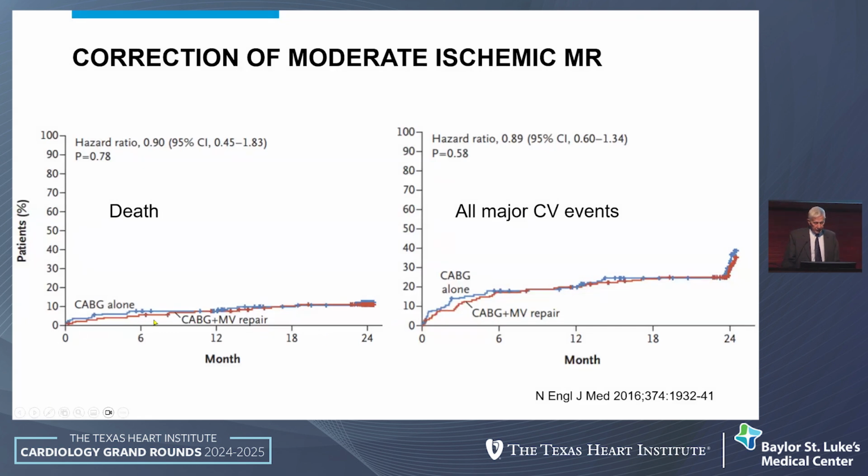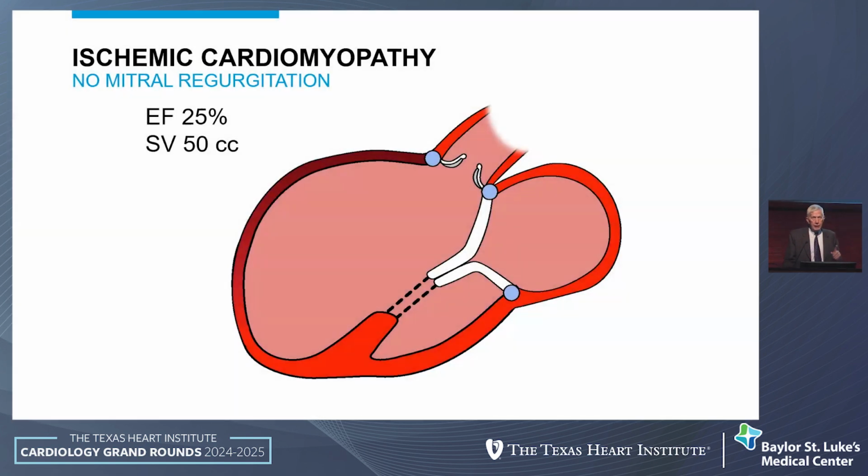This is the results of the CTSNet trial, where they looked at cumulative incidence of death in patients that had repair of mitral regurgitation versus those that had bypass alone. No real difference in the incidence of death or cardiac events. So repairing mitral regurgitation that's ischemic in origin doesn't seem to give you the same bump that you get when you repair degenerative mitral regurgitation. And that's understandable if you think volumetrically.